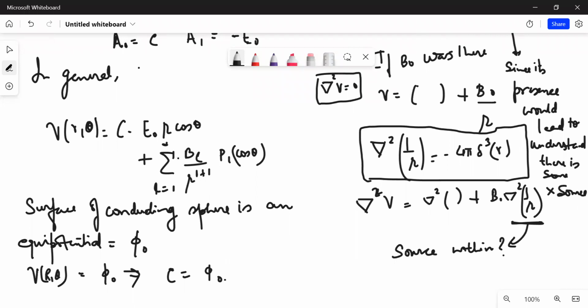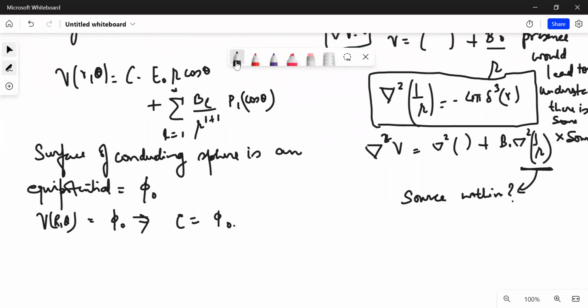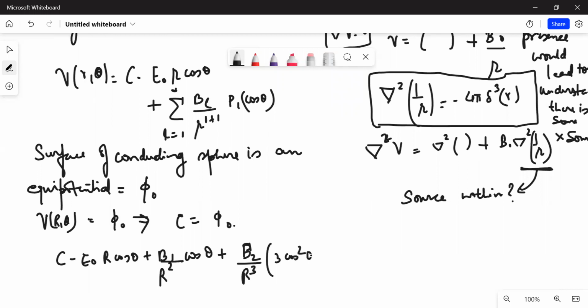I'll expand this entire thing up, and then I'll be able to understand. So C would be phi naught, because if you write C minus E naught r cos theta, B naught is not there, so I'll write B1 upon r square, and this P1 is again cos theta, and then there would be some higher order terms in BL, B2 upon r cube, there would be 3 cos square theta minus 1 upon 2, and so on and so forth. And all these things would be equated to phi naught. One can clearly see that the constant is phi naught. So C happens to be phi naught.